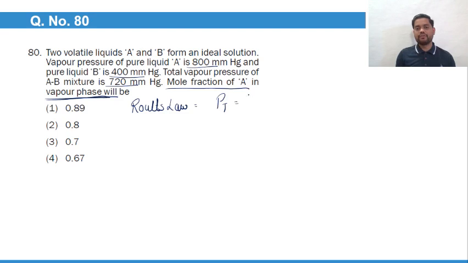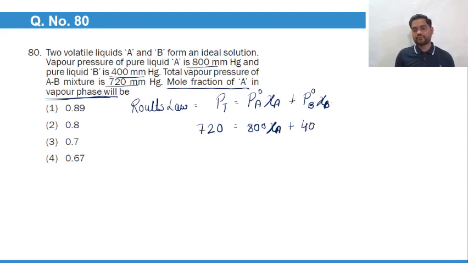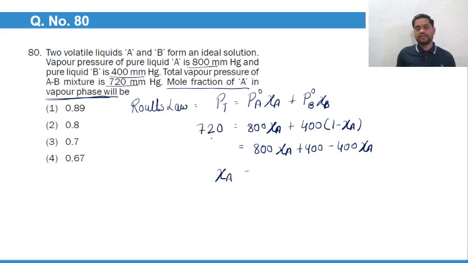total pressure will be equal to P naught A into XA plus P naught B into XB. The total pressure comes out to be 720. P naught A is 800 into the mole fraction of A, plus P naught B is 400 into 1 minus XA. So that will be 800 XA plus 400 minus 400 XA. So XA will be equal to 720 minus 400, which is 320, divided by 800 minus 400, which is 400. So this will be 4 8s are 32, that is 0.8. But this is in solution.